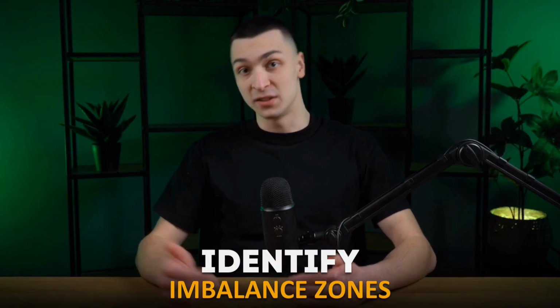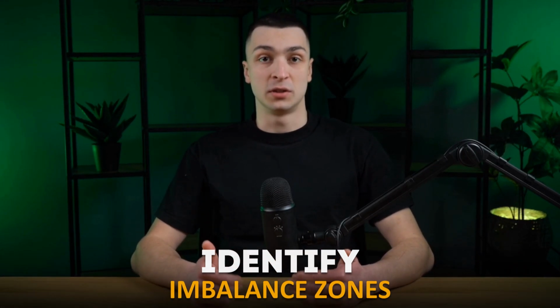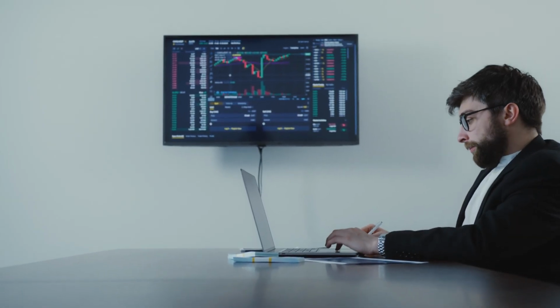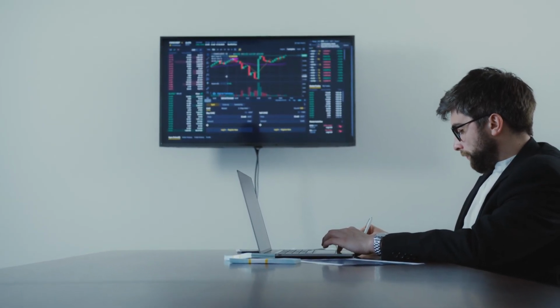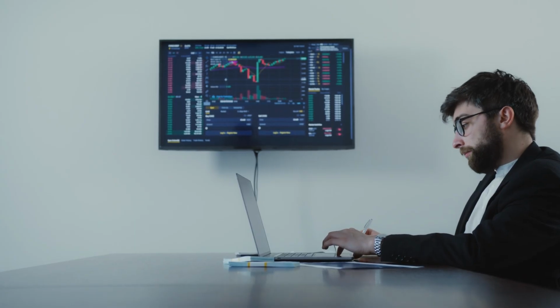When you look at a chart, one of the first steps should be to identify imbalance zones. They literally reflect the movements of big capital. And where big money is, that's where you need to be. Because following the actions of institutional players significantly increases the chances of successful trades.